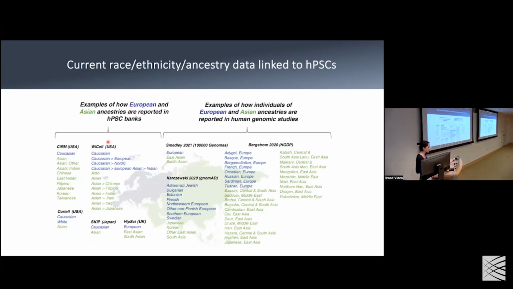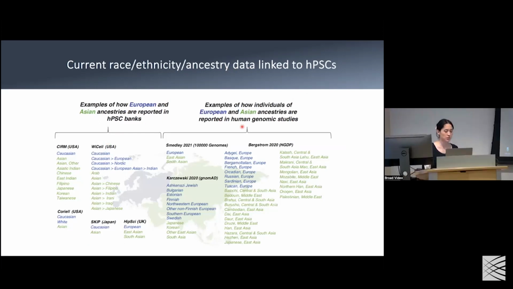So just to give you some examples of how individuals of European and Asian ancestries are reported in the stem cell banks on the left, and how they may be reported in human genomic studies on the right. And what you can see is that there's, for the stem cell banks, no concordance between the banks or with the human genomic studies. So it can be very difficult if you read a study from the human genomics field and identify some really interesting variant in the population that you want to then interrogate functionally, to be able to match lines from the same genetic ancestry because of these differences in nomenclature. And a lot of that is historic and how the collections were sourced.